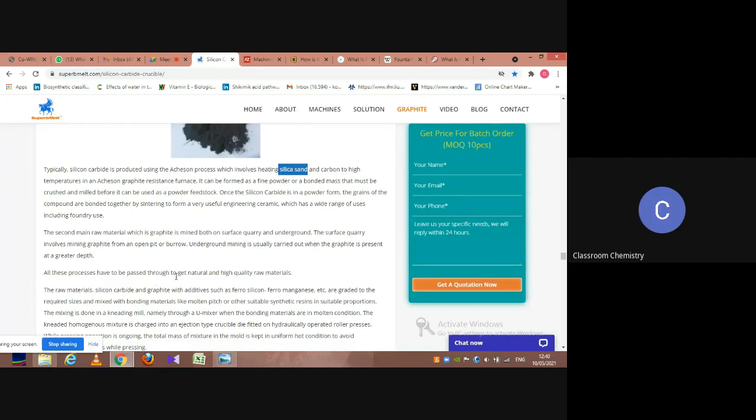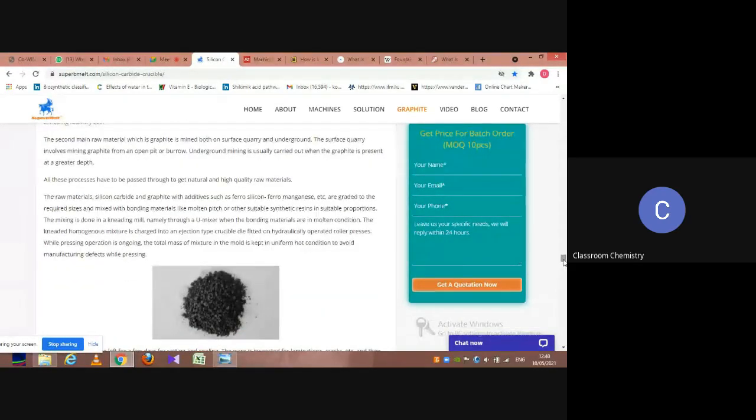So all these processes have to be passed through to get natural and high quality raw materials. It means we have to make sure that whatever material we get from somewhere must be of good quality. Then we have a very high quality silicon carbide crucible. Otherwise, if you get poor quality material, automatically there will be defects in your carbide crucibles. So to avoid that, make sure you get pure quality materials.